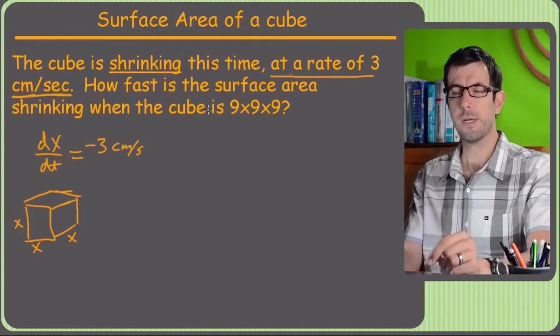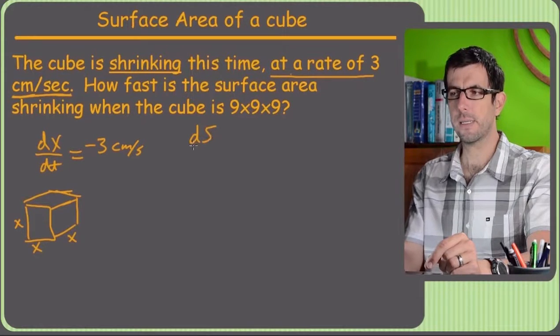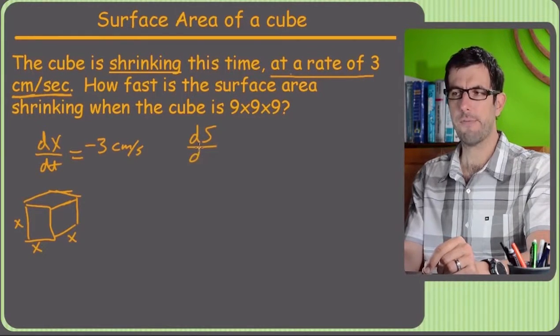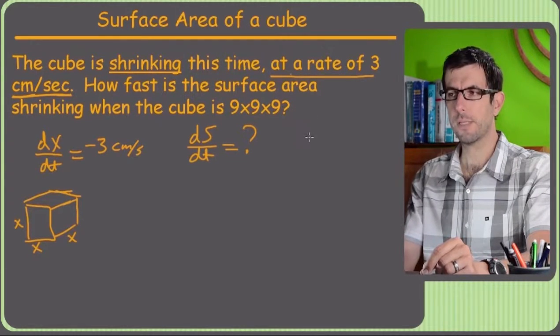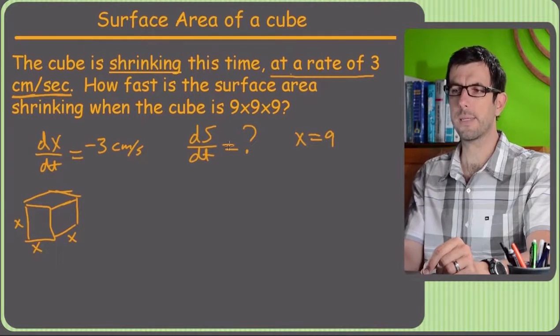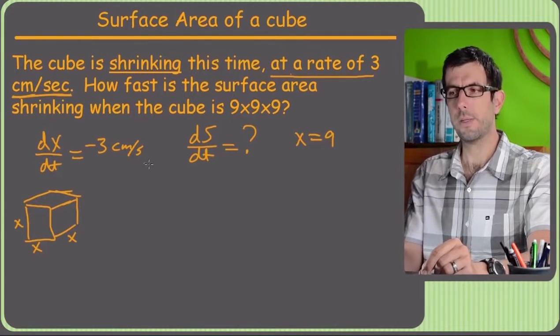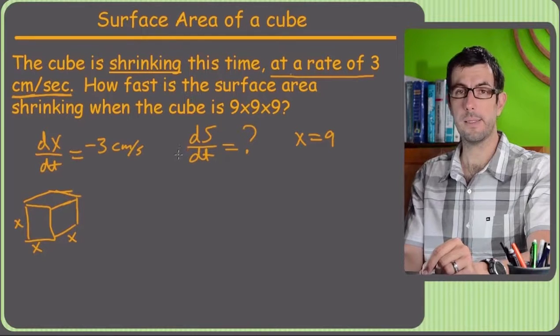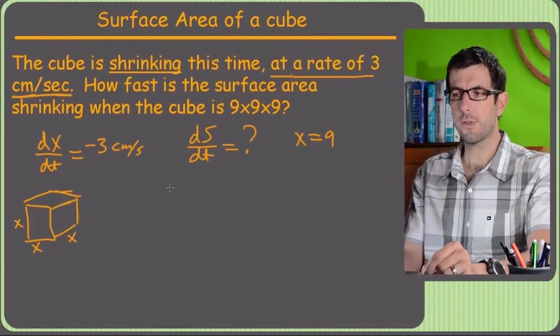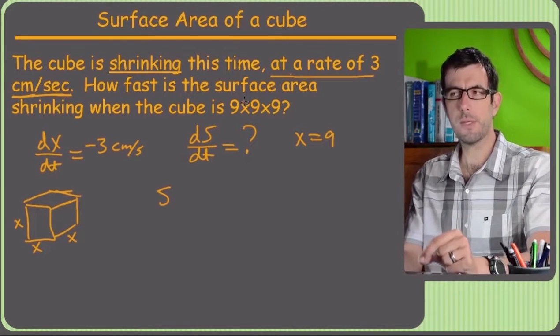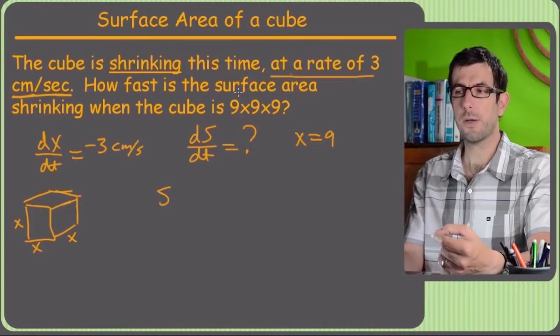How fast is the surface area shrinking? So they want to know how fast, I think S is the surface area. How fast is dS/dt shrinking when the cube is 9 by 9 by 9? That means obviously when x equals 9, because x is what we're calling our edge length. All right, so here's a bunch of stuff we could plug in. Let's see if it works out, or if there's any letters we'll have to calculate later. So we're going to need a surface area equation. Since they're talking about surface area, we're going to have to use a surface area formula.